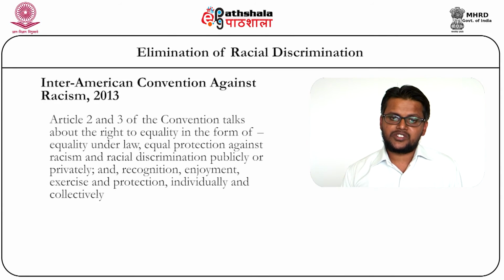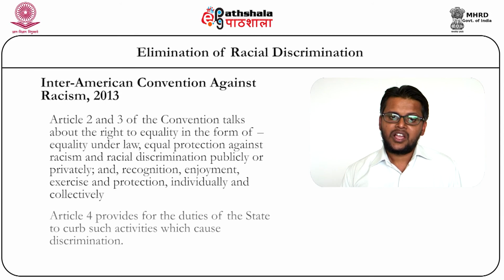Article 2 and 3 of the convention talk about the right to equality in the form of, number 1, equality under law, number 2, equal protection against racism and racial discrimination. Both of these can be enjoyed publicly or privately. Equality under law and equal protection against racism and racial discrimination can be enjoyed publicly or privately. And number 2, recognition, enjoyment, exercise and protection, they all can be enjoyed individually and collectively. Article 4 provides for the duties of the state to curb such activities which cause discrimination.